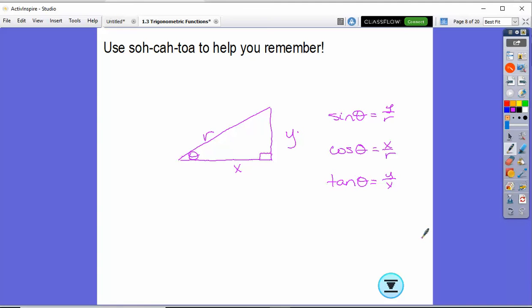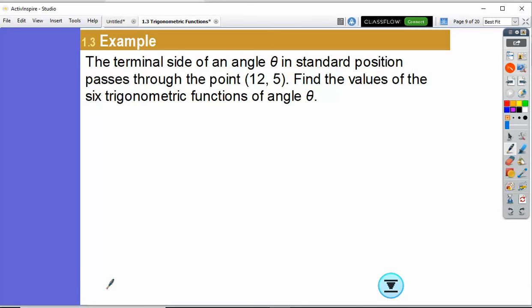All right, let's start with an example. The terminal side of an angle theta in standard position passes through the point 12, 5. Find the values of the 6 trig functions of theta. I'll give you a second if you want to jot that down before I start working it. Theta's in standard position, so there's your theta. 12, 5, what quadrant would that be in? Quadrant 1, because they're both positive.